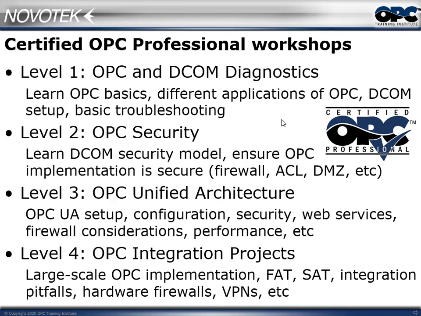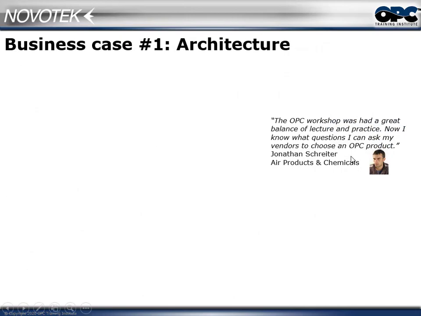What kind of tunneling options are there with VPNs? So here you're not using specific vendor software, you're using VPNs to do this. We talk about vendor acceptance testing, factory acceptance testing, site acceptance testing. So we talk about all these different issues that occur when you have a fairly big integration project, not just project, but as you move on in your plant, you have a lot of OPC clients and servers around. And in the end, you get your certified OPC professional designation.